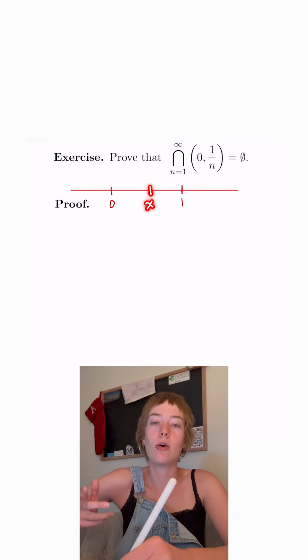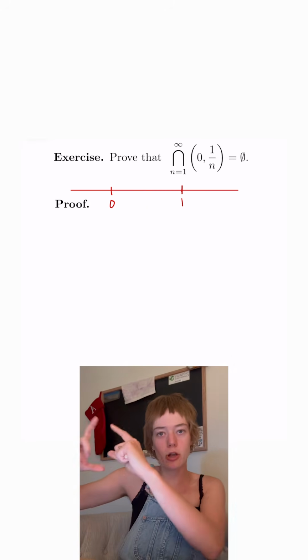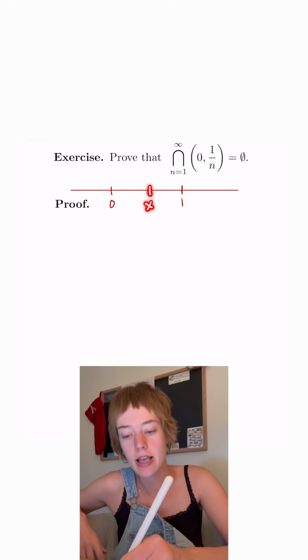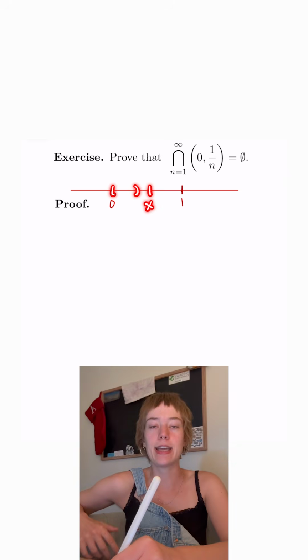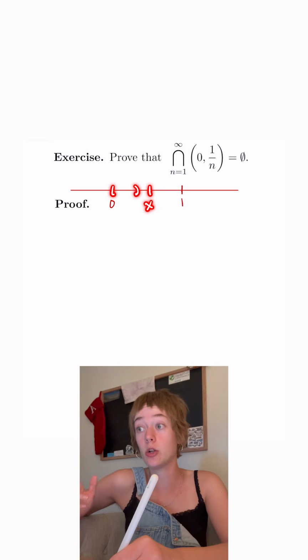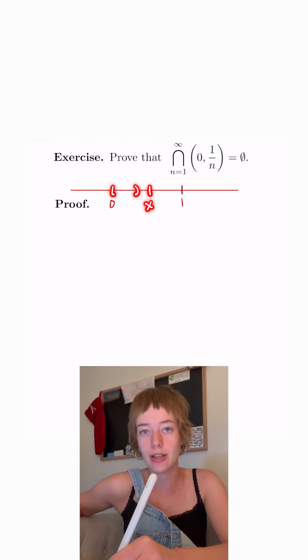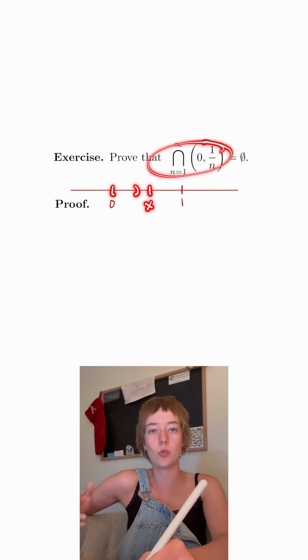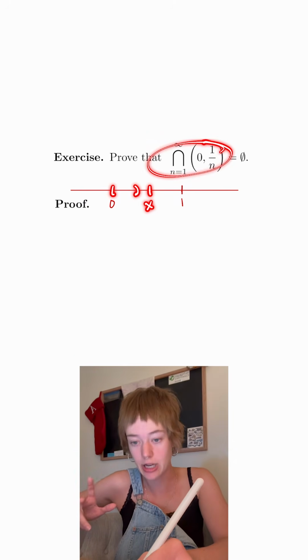The trick here, though, is that you saw those intervals get smaller and smaller and smaller. So for any x, I can find an interval that x is not included in. And if x is not included in that interval, then clearly it's not included in the entire intersection, because the intersection is what is in every single interval. And this is the basic idea.